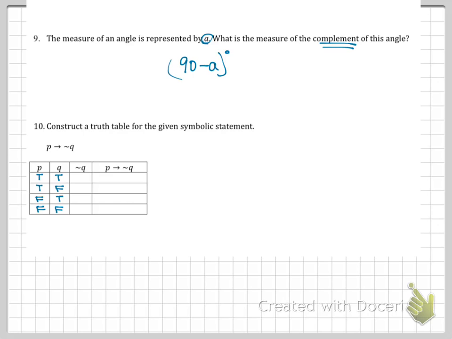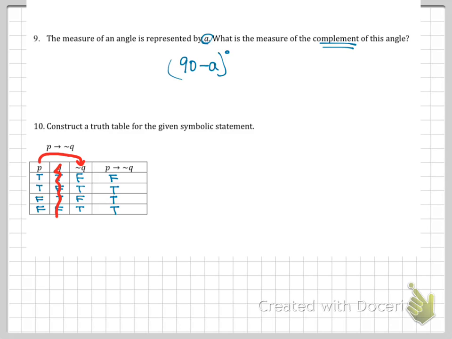Negation of Q, that means we have to get the opposite of these. So here we get false, true, false, true. Now, P implies not Q. That means we are going from P to not Q, so I don't have to look at the middle section. Here, true to false is false, and that's the only false we're going to have. False to false is true, and false to true is true. All the others are true. So that becomes our answer.